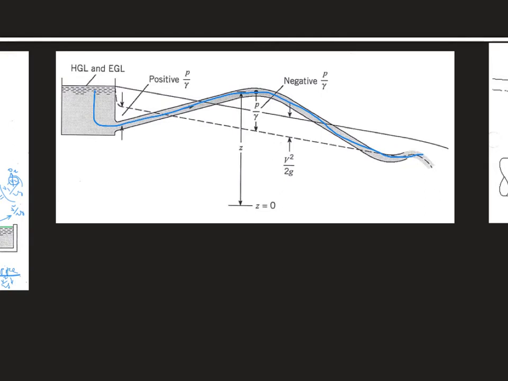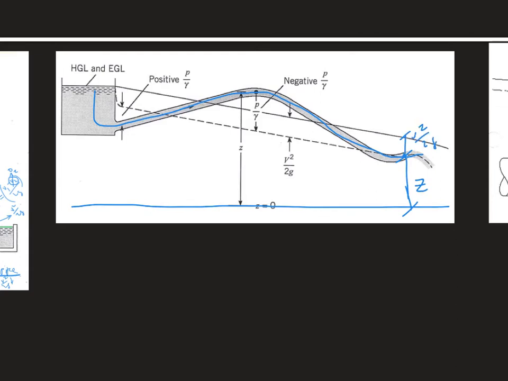And I'll show you how to deal with that on the last examples. And you're like, okay, as we're moving along the pipe, let's get our start point and our end point. Okay, here's our, oh, look, they've got a Z. Here Z is zero. There's our datum. And I'm going to go to this end point right here because that kind of helps me draw. Okay, here's Z. And then there's going to be some V squared on 2G.